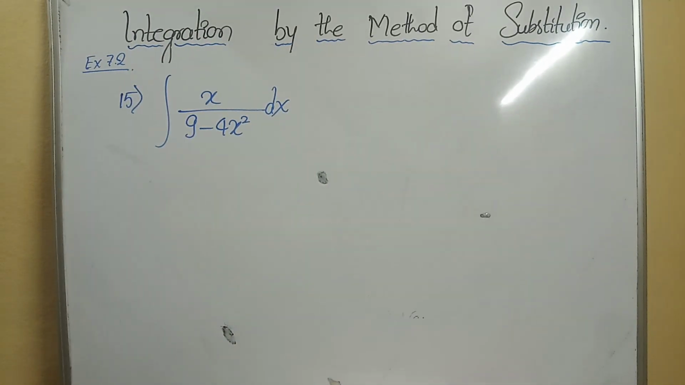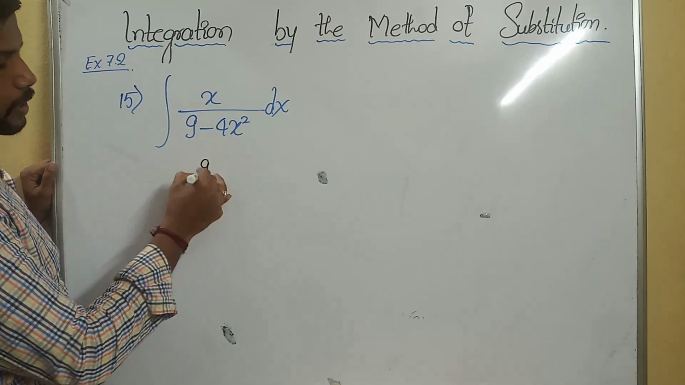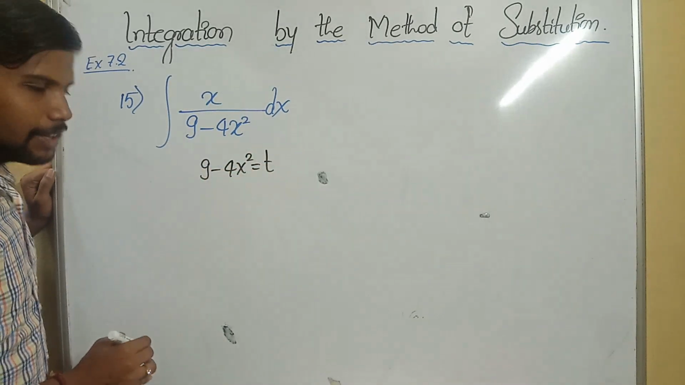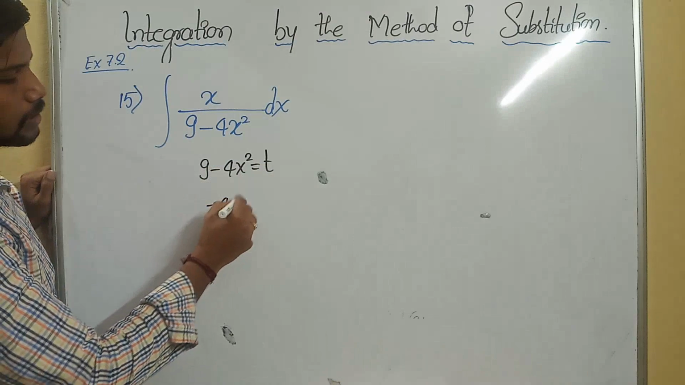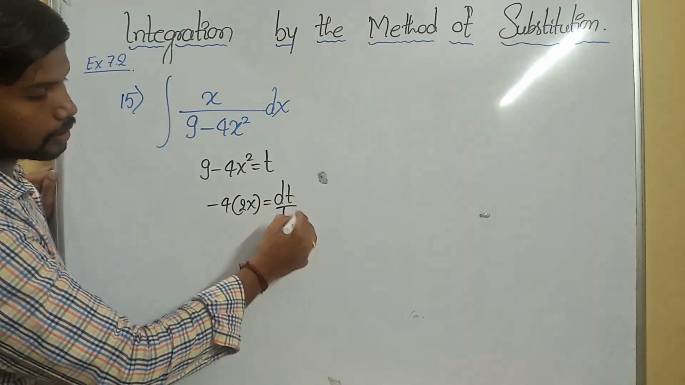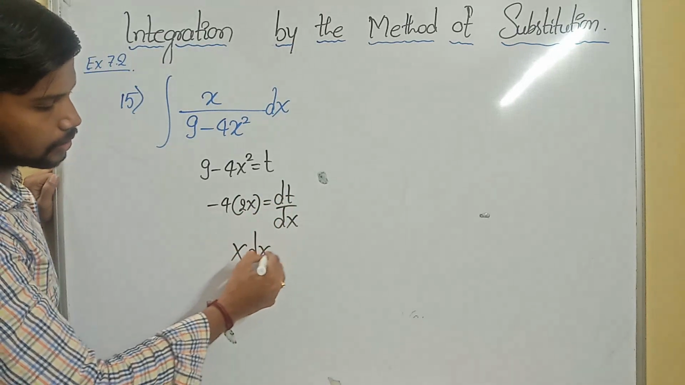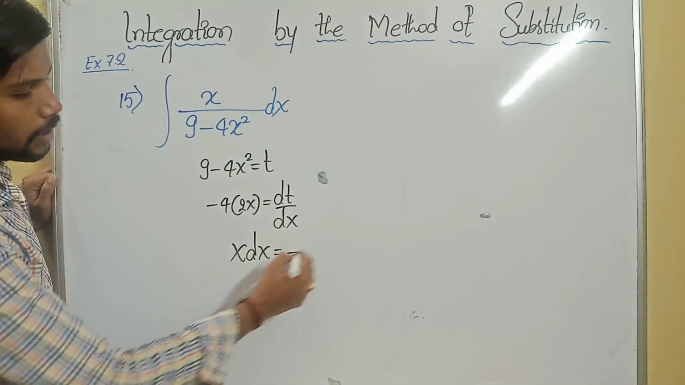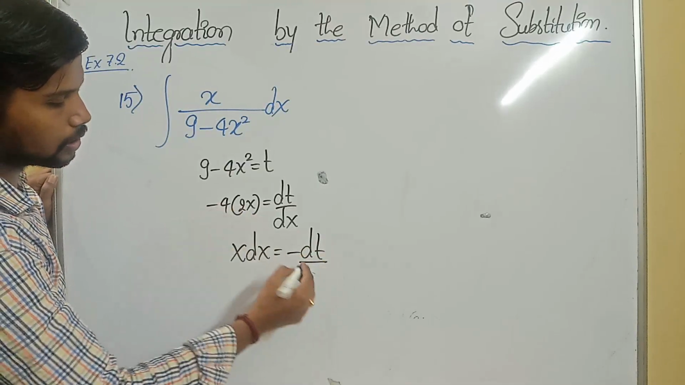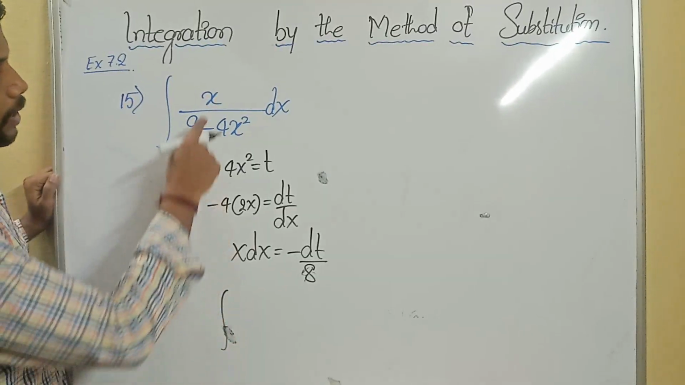Observe the next example. The derivative of x square will be 2x, and x is present in the numerator. For that reason, take 9 minus 4x square as t. Got it? Then the derivative of 9 will be 0, minus 4 as it is, and the derivative of x square will be 2x. The derivative of t will be dt by dx. Now I'd like to write x dx on the left hand side, and the minus will be shifted to the right hand side. It will be minus dt divided by 8. Got it?